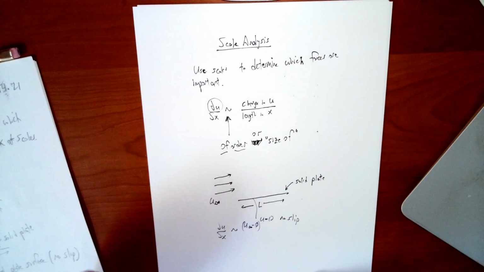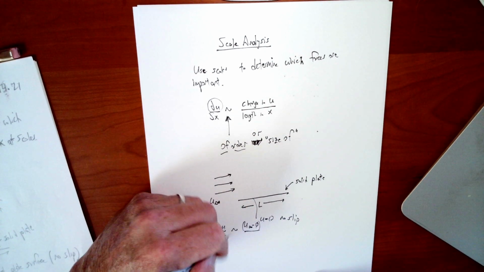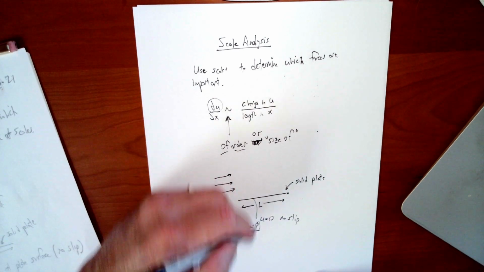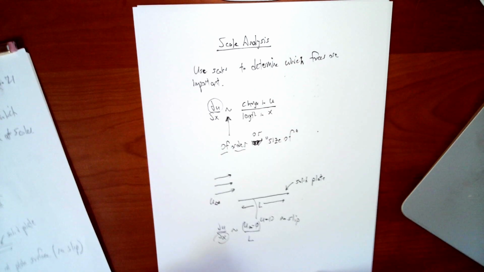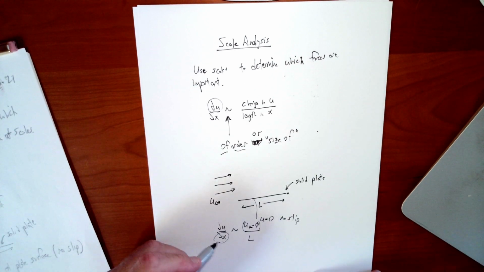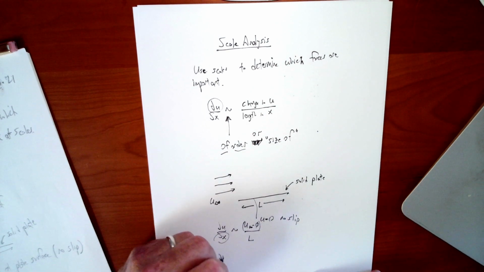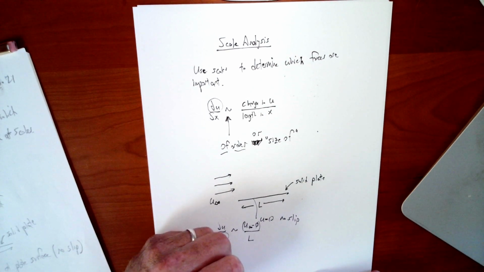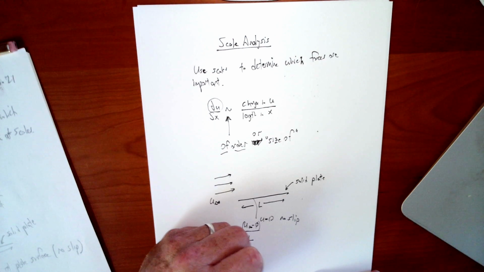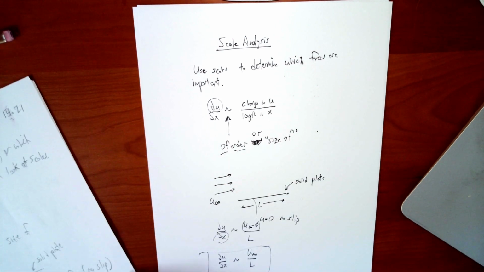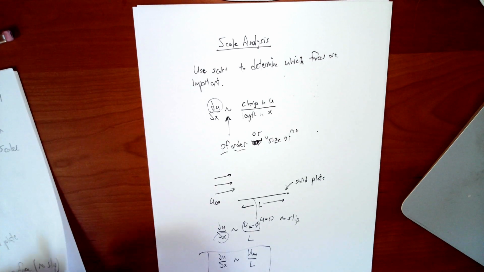That's how much u changes in this problem. And what's the length scale in x? Well, there's only one length scale in x in this problem. It's the length of the plate. So L is the length scale. Again, we're looking in the x direction because that's du dx. So this is saying that we don't exactly know what du dx is for this problem, but we think it's about this big. That's the kind of thing that we can get from scale analysis.